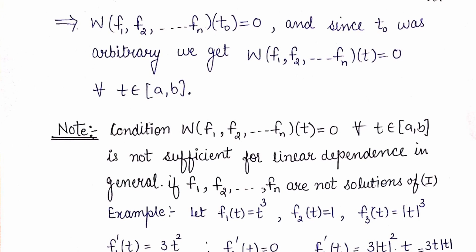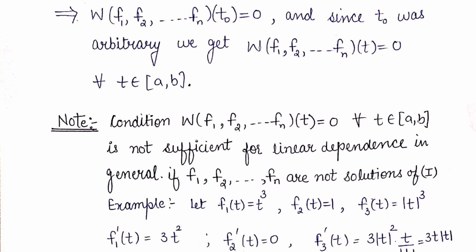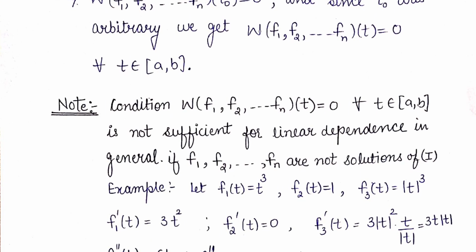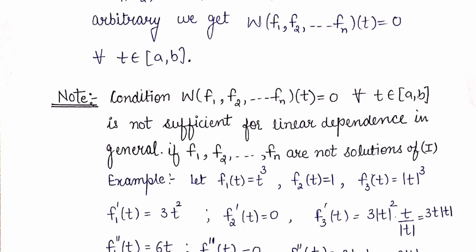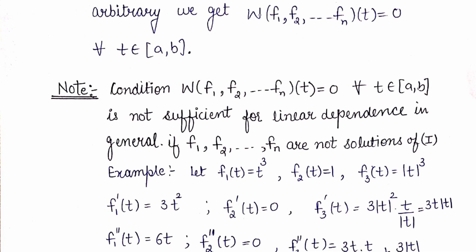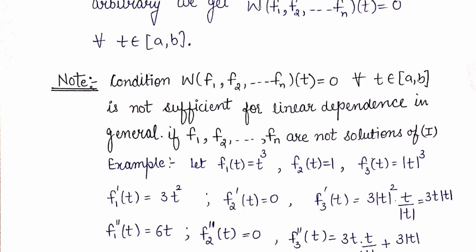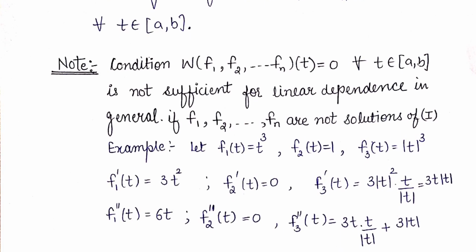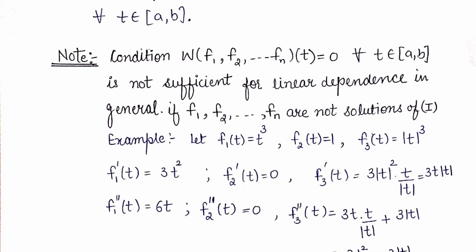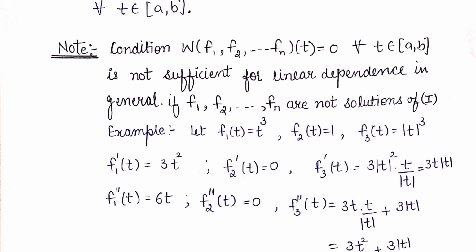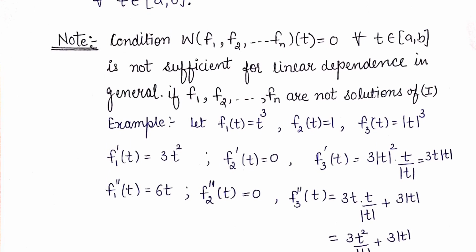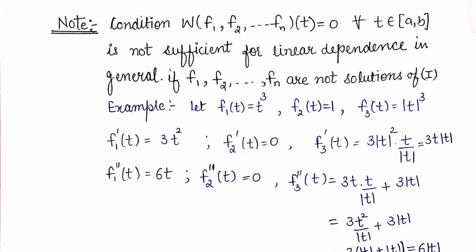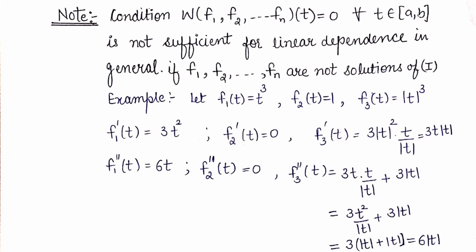And you can see that this determinant is the Wronskian of f1, f2, fn at t0. Thus we get that the Wronskian of f1, f2, fn at t0 is equal to 0. Now since this t0 was arbitrary, we get that the Wronskian of f1, f2, fn is 0 for all t in AB, which we wanted to prove. And thus in this theorem we proved that if f1, f2, fn are linearly dependent with some additional condition, then the Wronskian is 0. But is the converse true?